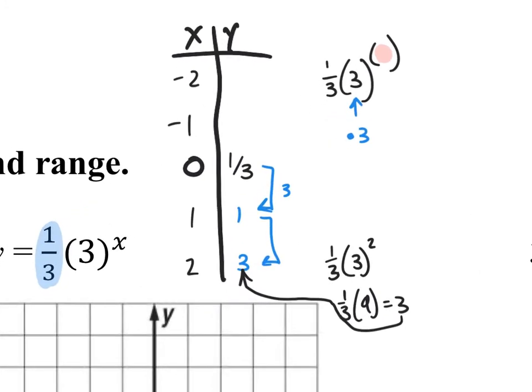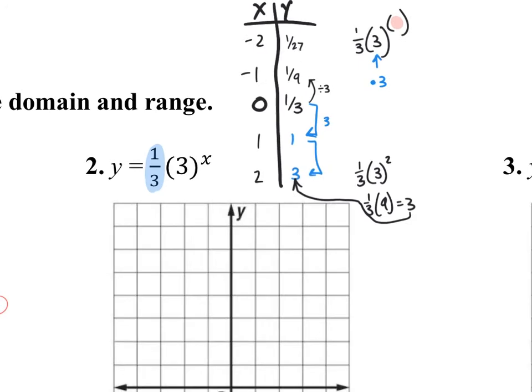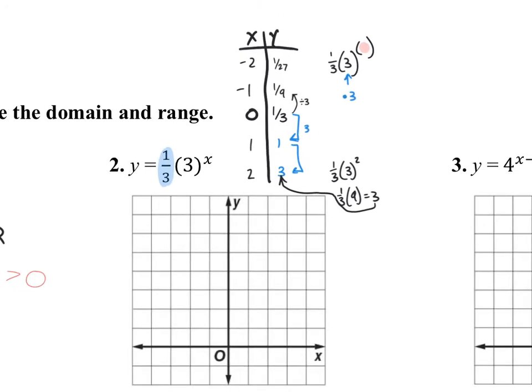Now, you might be wondering, well, how do I go backwards, Mr. Cottle? Well, there's a couple options. You could think what number times 3 gives me 1/3, or if you want to go backwards, we're essentially dividing by 3. So this one would be 1/9, and this one would be 1/27. And now we have enough to graph.